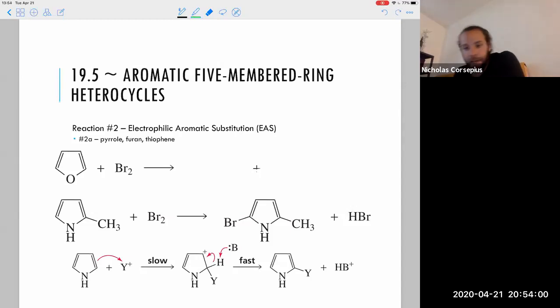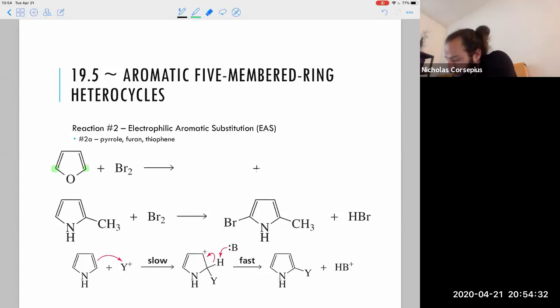So first of all, what you want to do when you're thinking about these heterocyclic compounds is remember that they behave very similar to benzene. Of these different five-membered ring compounds that we just learned about, the pyrrole, the furan, the thiophene, they can all undergo electrophilic aromatic substitution reactions. And specifically when they do, it's that C2 carbon that's going to be prone to substitution.